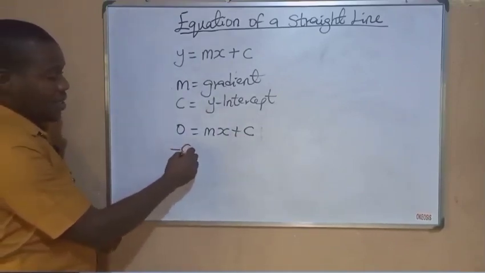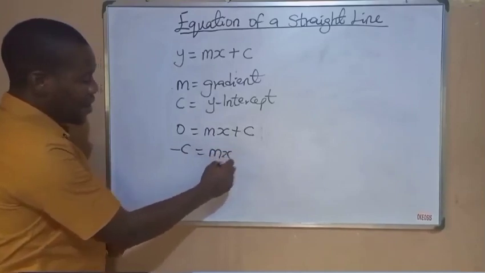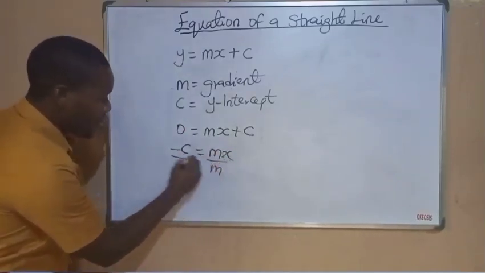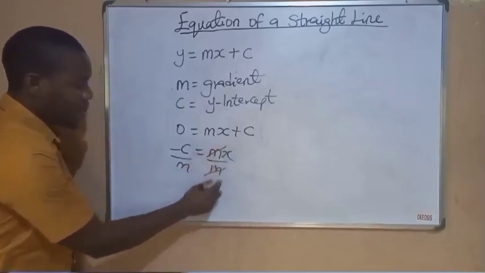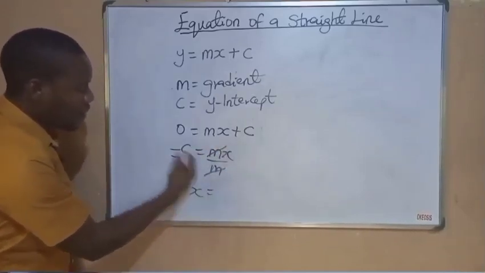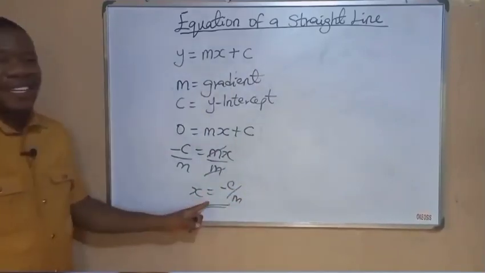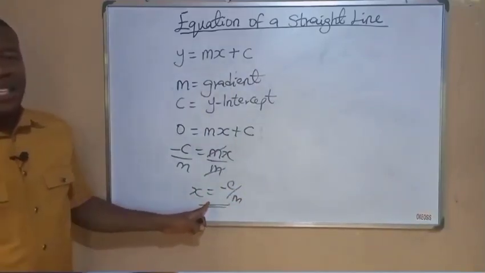It changes to minus c is equal to mx. To get the value of x, we divide both sides by m, which is the coefficient of x. This will cancel this, so from this side we have x left. From this side we have minus c over m. So this is the formula for the x-intercept of every straight line.